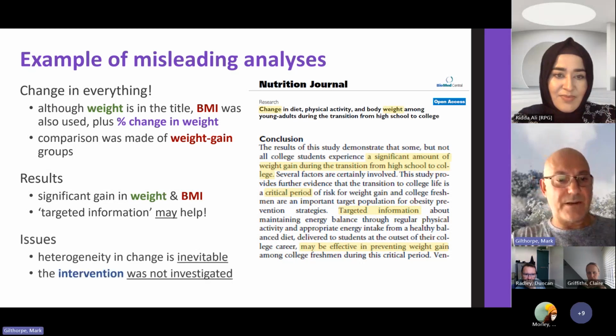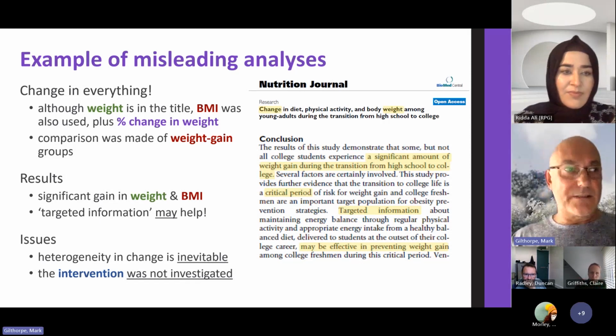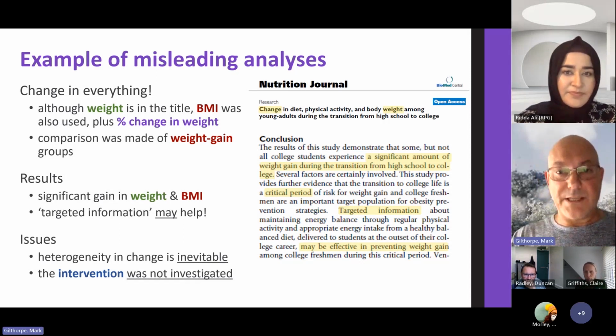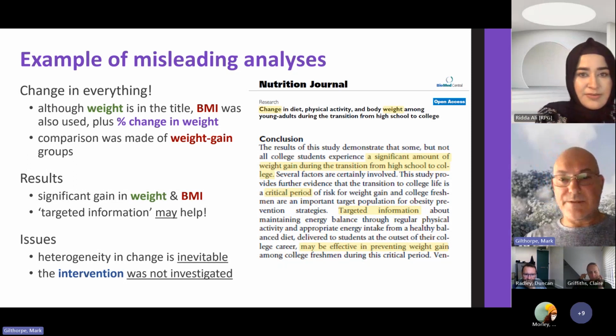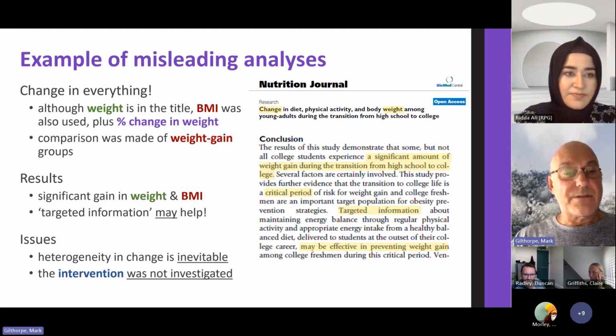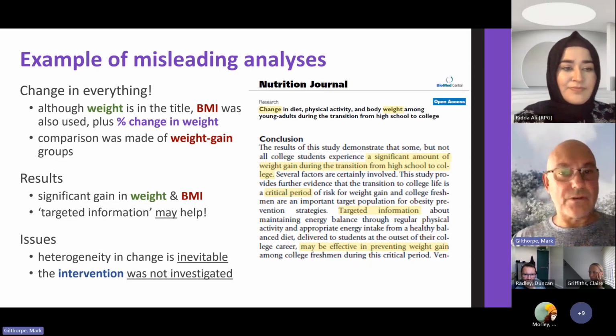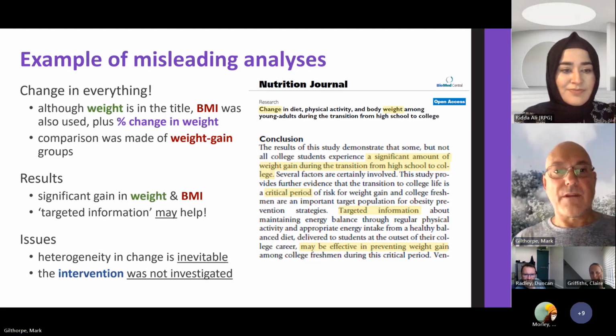the problem here, as far as I see it, is that the heterogeneity is inevitable. Some people will change more than others. So there's nothing sophisticated or helpful in being teased out here. And the intervention wasn't even investigated. It was just mentioned as an afterthought. So there's nothing causally informative or valuable going on. So I'm not quite sure what the purpose of this study was.